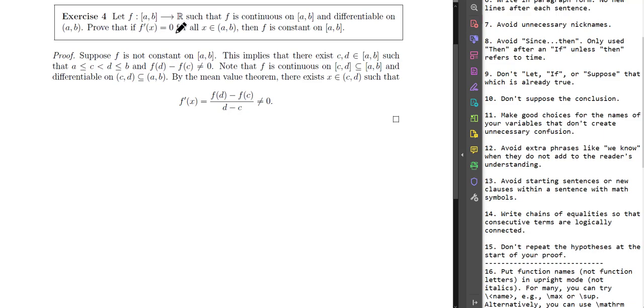It contradicts the assumption that f prime of x is equal to 0 for all x between a and b. And here we have an x between c and d, which is, of course, inside (a, b). Therefore, we have a contradiction. So we're going to say here a contradiction. Right? And of course, where does the contradiction come from? Well, we supposed f is not a constant on the closed interval [a, b]. Okay. And if you did this, then this box here is actually at the right level.